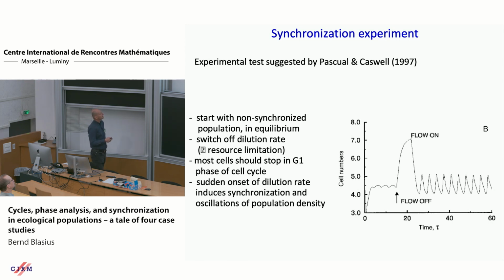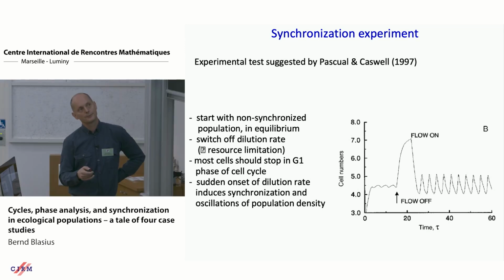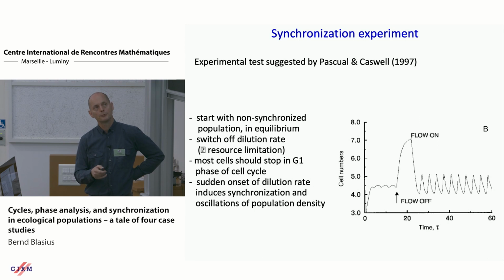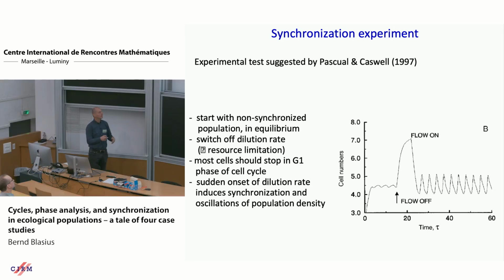They said, okay, start in a system where the cells are not synchronized, and then you make your perturbation: you switch off the dilution flow in the system. And what should happen if you switch off the dilution? You also don't have outflows. The cells don't get washed out of the system anymore, so cell number should increase. But at the same time, you don't get nutrients into the system, so the cells should get arrested in the G1 phase, and then we switch on flow, and then the system should cycle again.